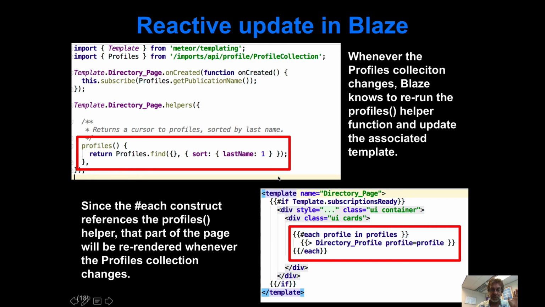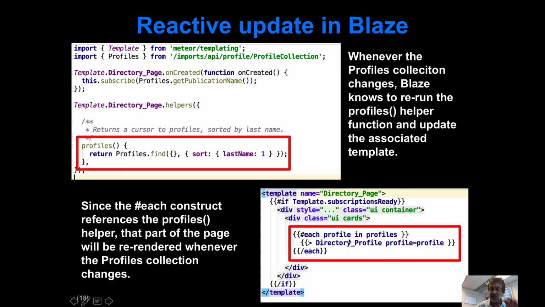Okay, and then as we said before, we refer to this helper function inside this little piece of code here. Now where things are super cool is that Blaze understands that profiles is a reference to a collection, and that collections can change. And so whenever this particular collection changes in the database, Blaze is smart enough to rerun this particular function, and then be aware that this function is referenced inside this piece of code.